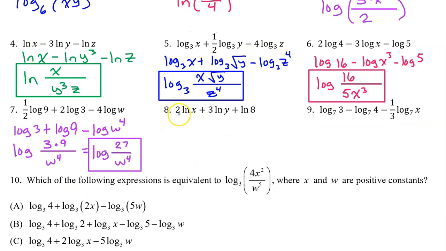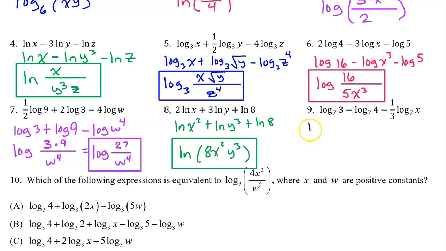Number 8, moving 2 to the exponent gives us the natural log of x squared. Moving 3 to the exponent, we have natural log of y to the 3rd power, and then plus natural log of 8. We can immediately write this as a single log expression. There are no minuses, so this will not be a quotient. This is all multiplication. It will be the natural log of x squared times y to the 3rd power times 8. But I'm going to put the 8 in the front.